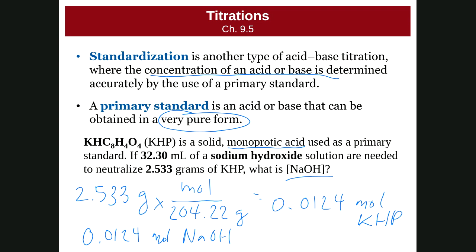And we have 32.3 milliliters. So we take our moles divided by our volume in liters, which is going to be 0.0323 liters. And we're going to end up finding out that we needed 0.384 molar sodium hydroxide. All right.